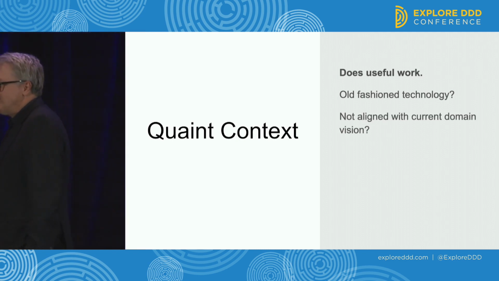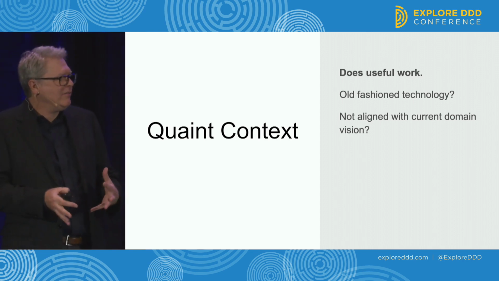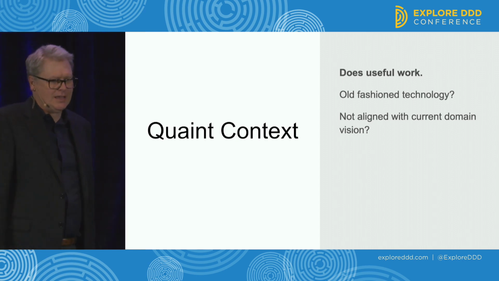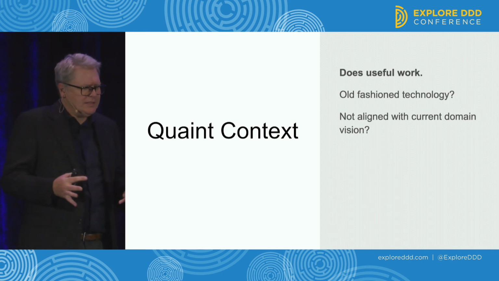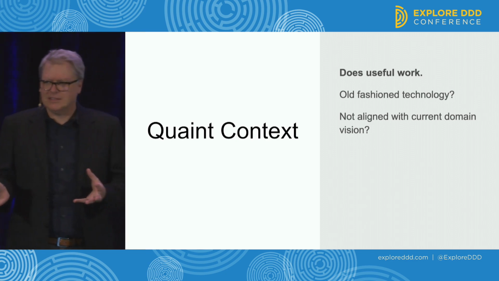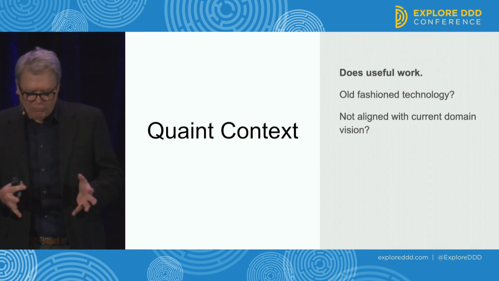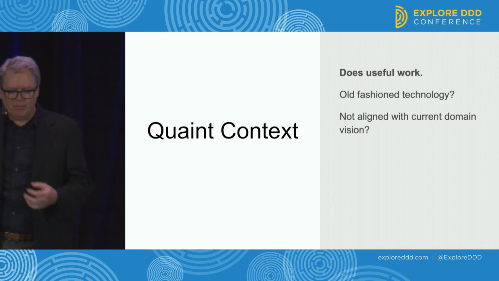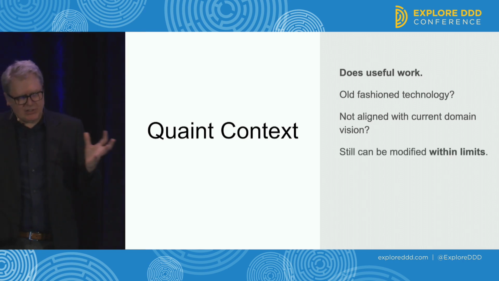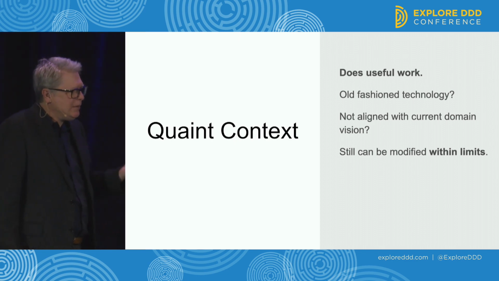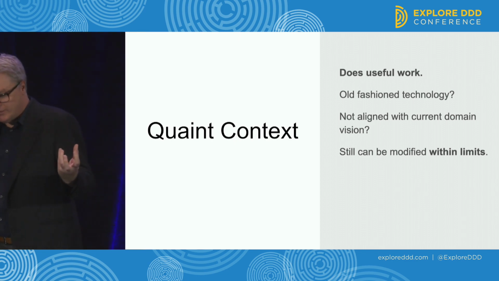Of course, if it's not aligned with the current domain vision, then we want to make sure that we have another place we can address that. Because it's unlikely, I think, that you can really realign these things. The fundamental character of a system doesn't usually change, even if it's relatively new and malleable. We can still change these quaint contexts within limits, but we need to recognize those limits so we don't break them, for one thing.